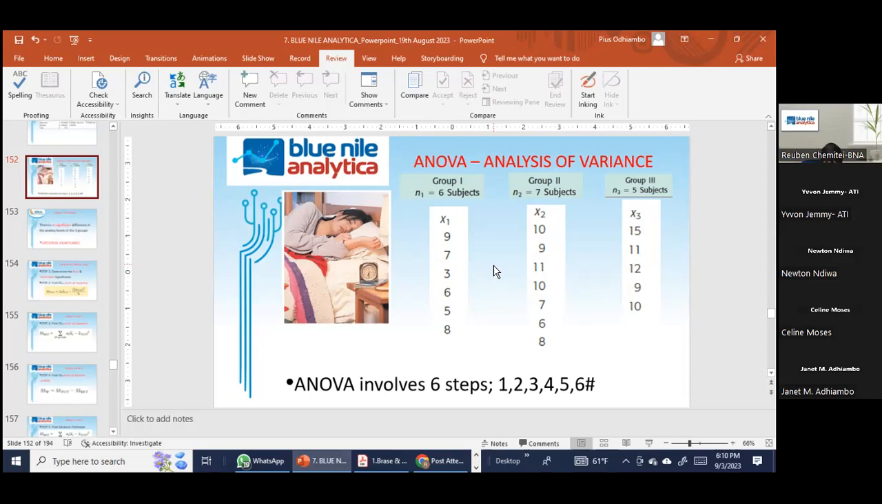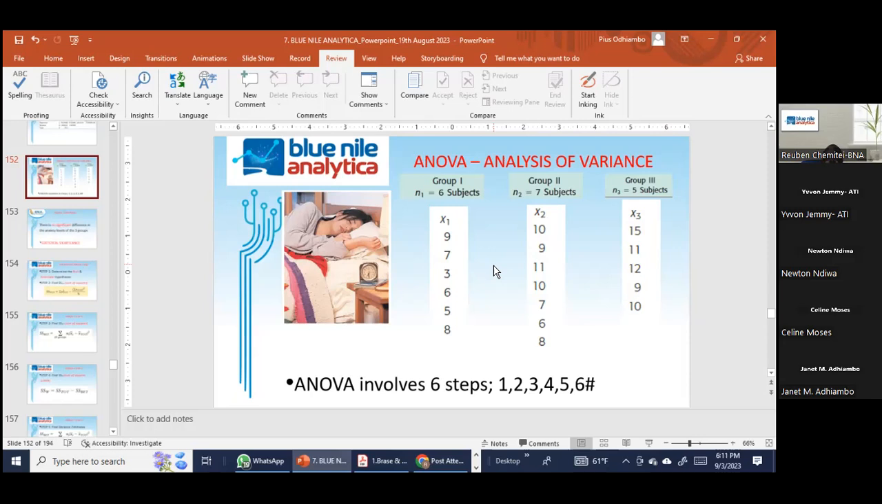And because we are looking at only one factor, sleep deprivation, we are saying this is one-way Anova, or if you like, single factor Anova, because we are only looking at one factor. Now this explanation serves to explain why we ignored that table when we were doing linear regression.